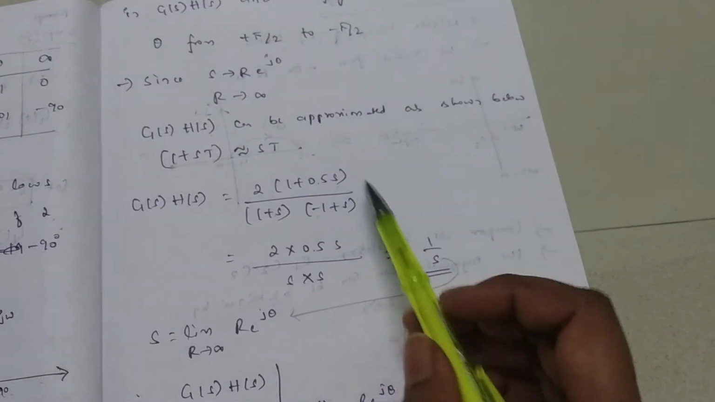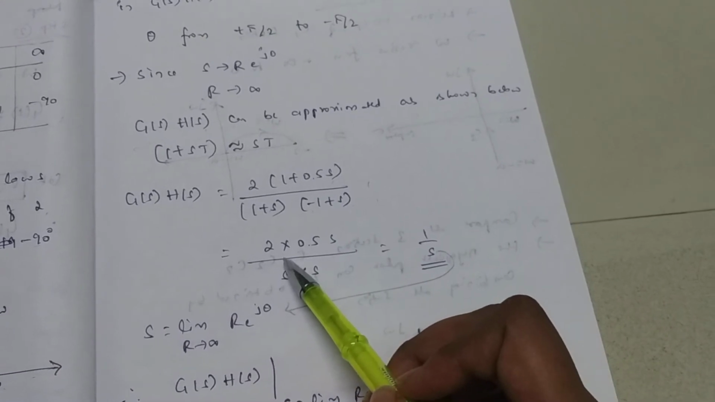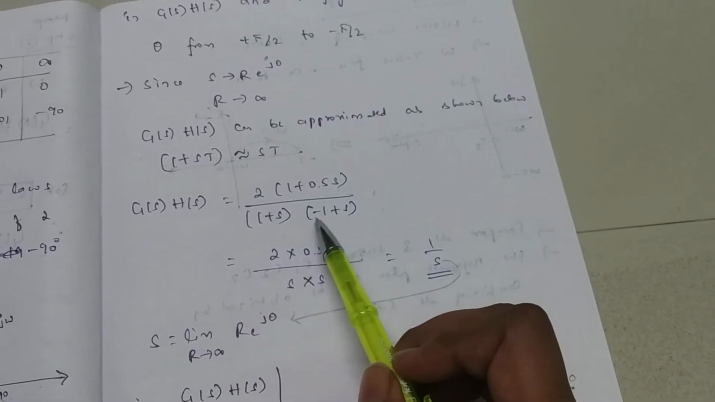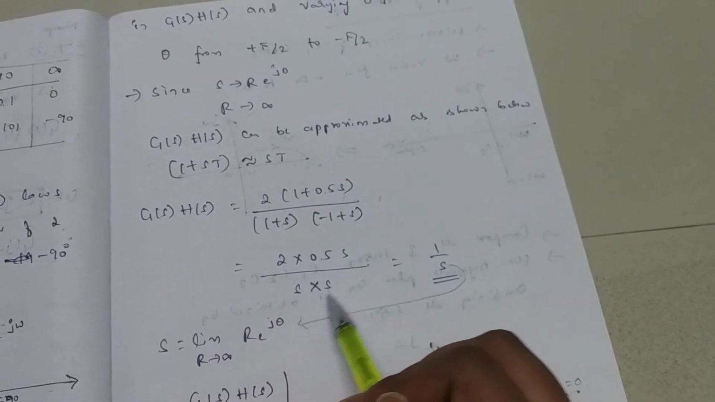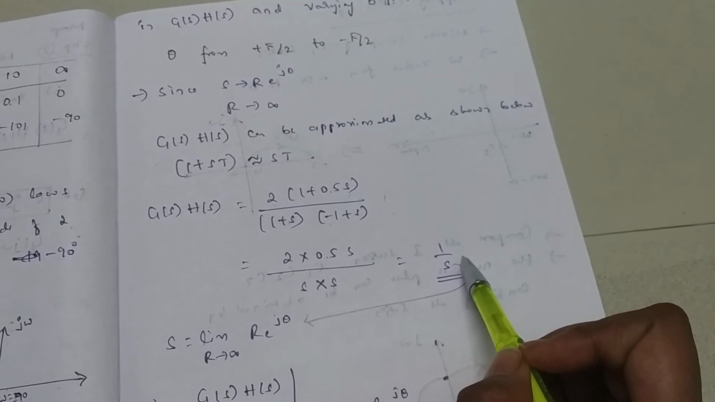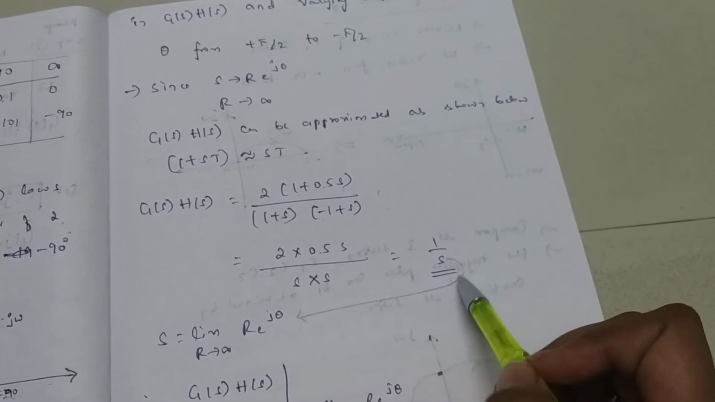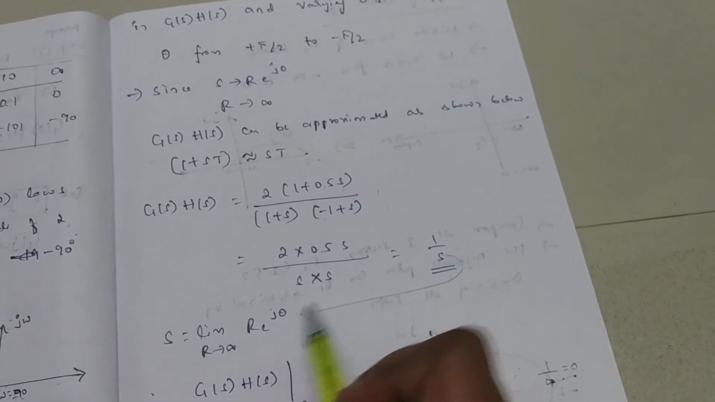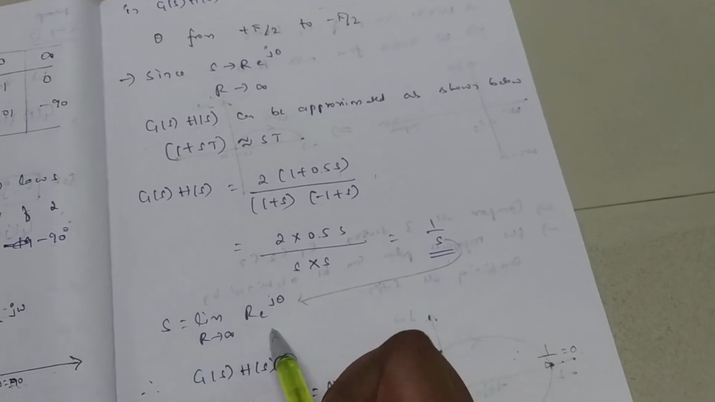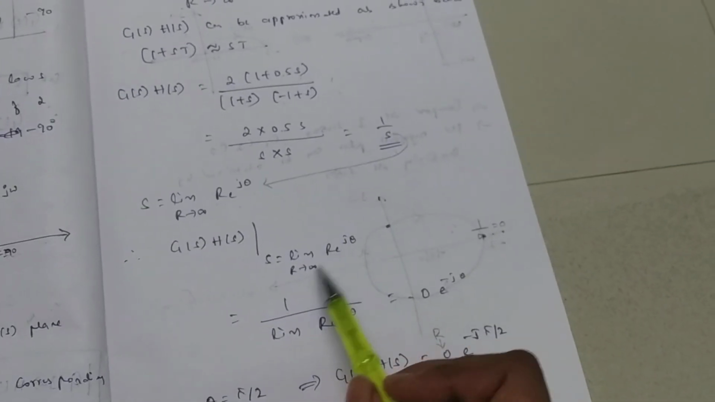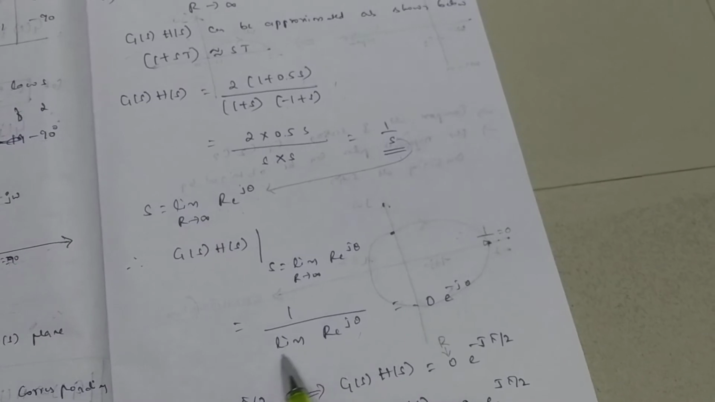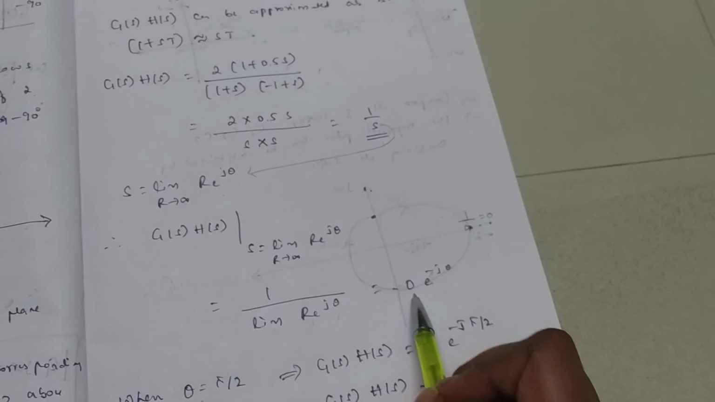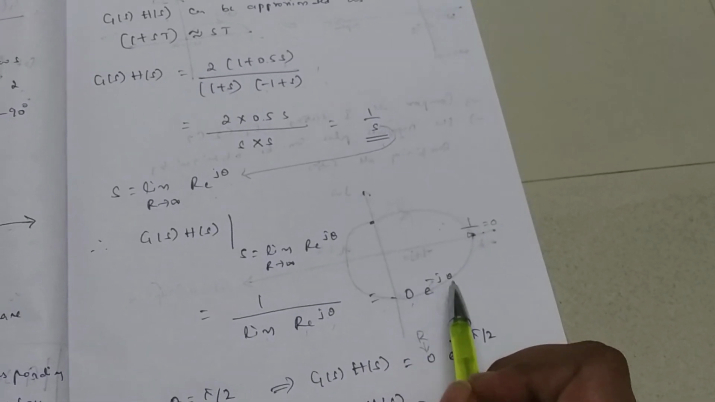So after that we just simplify here. 2 into 0.5 s whole divided by (1 plus s) into (minus 1 plus s), that is, we get s into s. So the equation becomes 1 by s. Here s means the limit of r tending to infinity of r e power j theta, so we need to substitute the s value here. After this we get the magnitude value as 1 by the limit of r e power j theta, that is equal to 0. 1 by infinity means 0, so we get 0 into e power minus j theta.